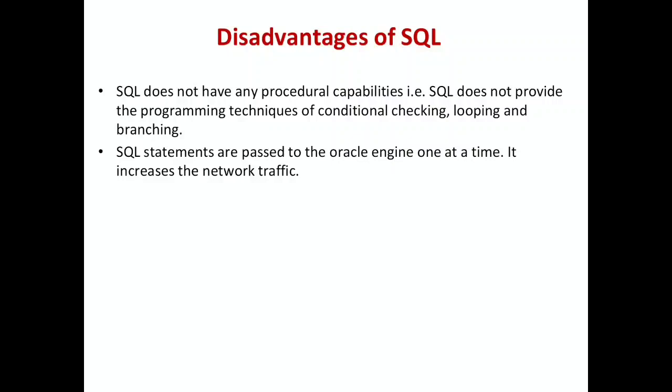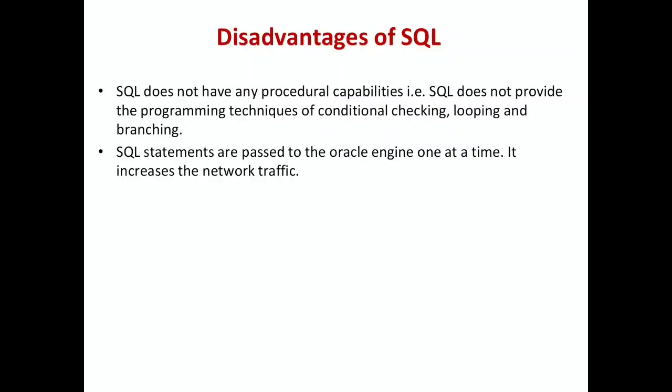Conditional checking means we can say if else. We have seen that in C. Then looping means you have to use it repetitively. And branching means if yes, then do something. If no, then do something. It cannot be performed in SQL, but it is extended into PLSQL.